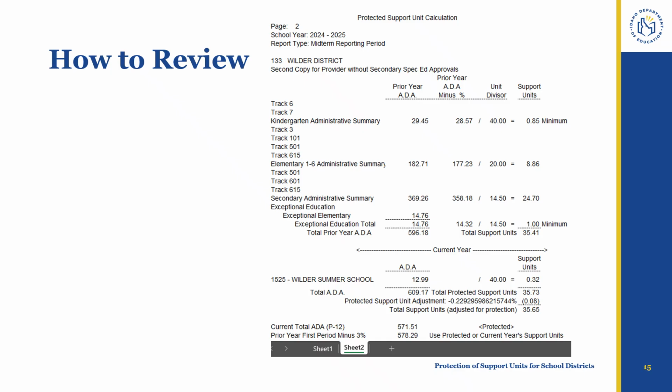Our explanation will utilize a midterm reporting period example. Please know that the calculation process this report shows is the same regardless of whether the period is best 28 or midterm. Also, 2 versions of the calculation will always be made. If viewing the report as an Excel file, like we're showing, the 2 versions will appear on Sheet 1 and Sheet 2. Protected support units will always be based on the greater of the 2 calculations.